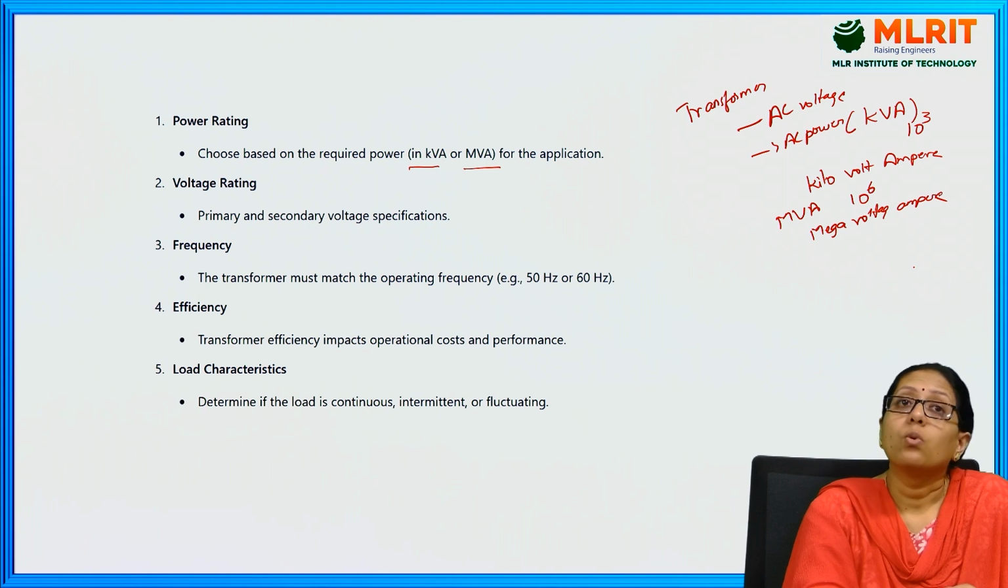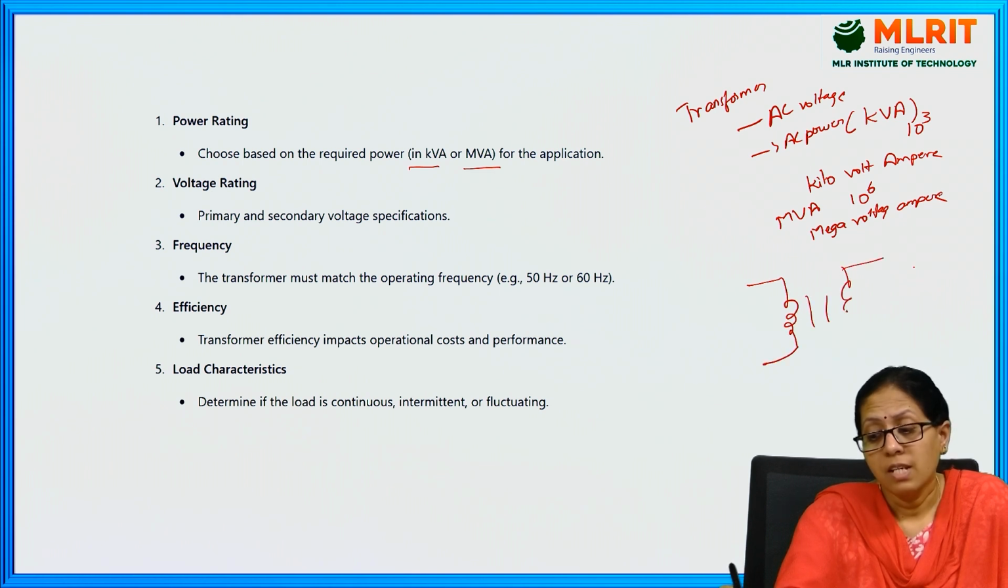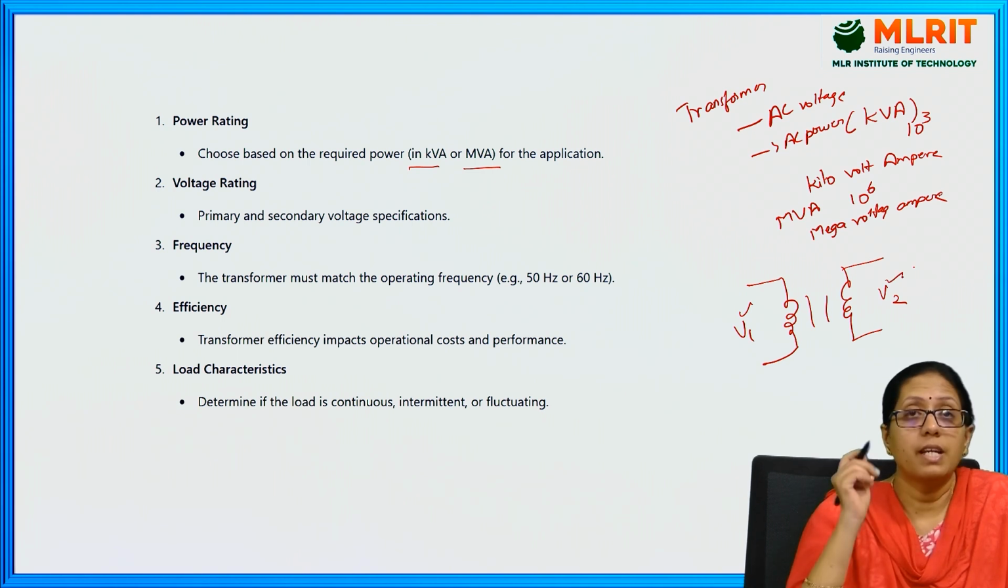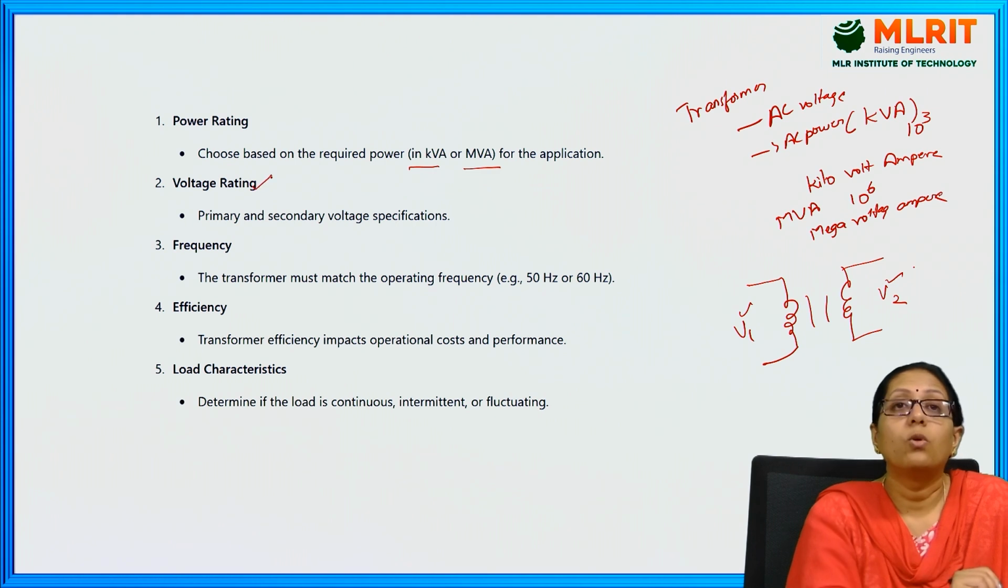Second one is voltage rating. Voltage rating means, as I said, you will be having a primary as well as a secondary. On the primary side one voltage will be there, on the secondary side one more voltage will be there. So based on the voltage levels of primary voltage as well as secondary voltage, we will decide a particular transformer. So the second one is voltage ratings on primary as well as secondary.